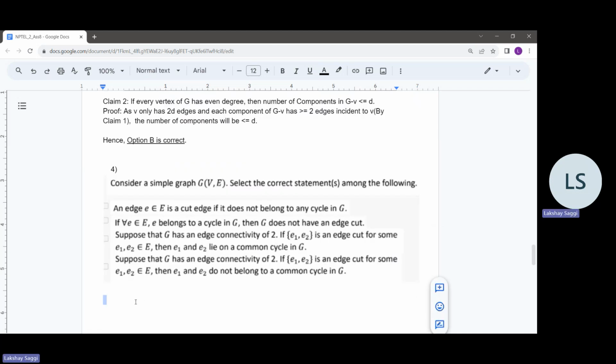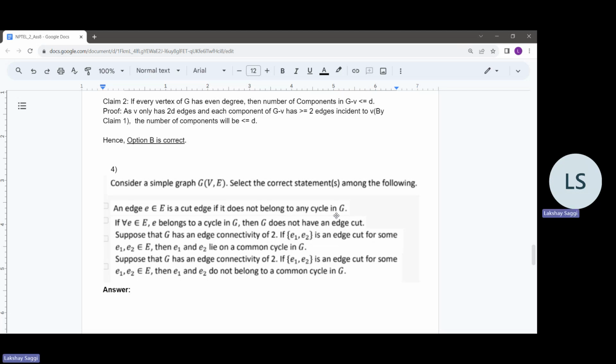Okay, so let's come to the last question for the day then. This last question again consists of multiple options, but I believe it's a bit straightforward. We are again given a simple graph G = (V, E), and we need to select the correct statements. The first statement says that an edge e belonging to the edge set is a cut edge if it does not belong to any cycle in G.